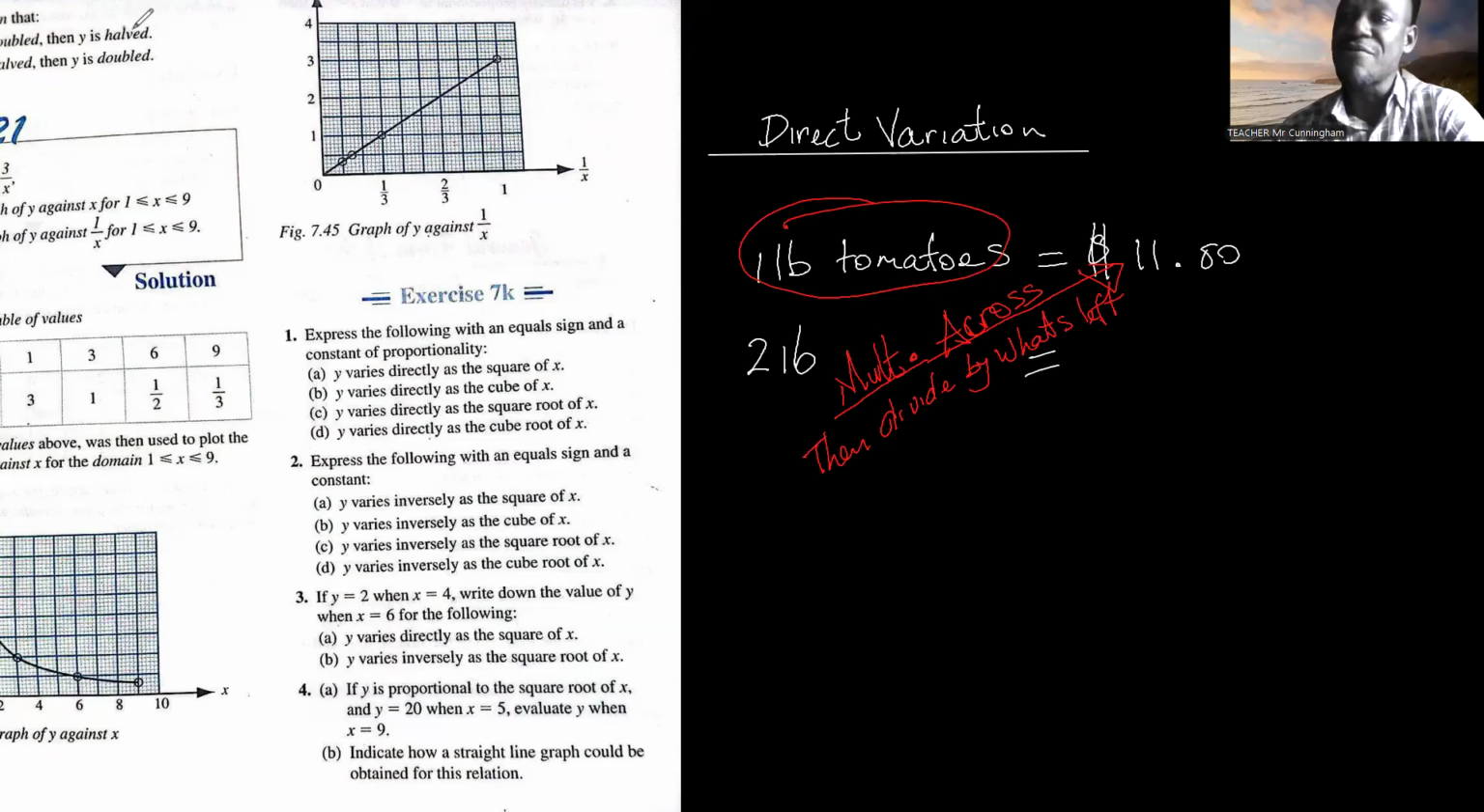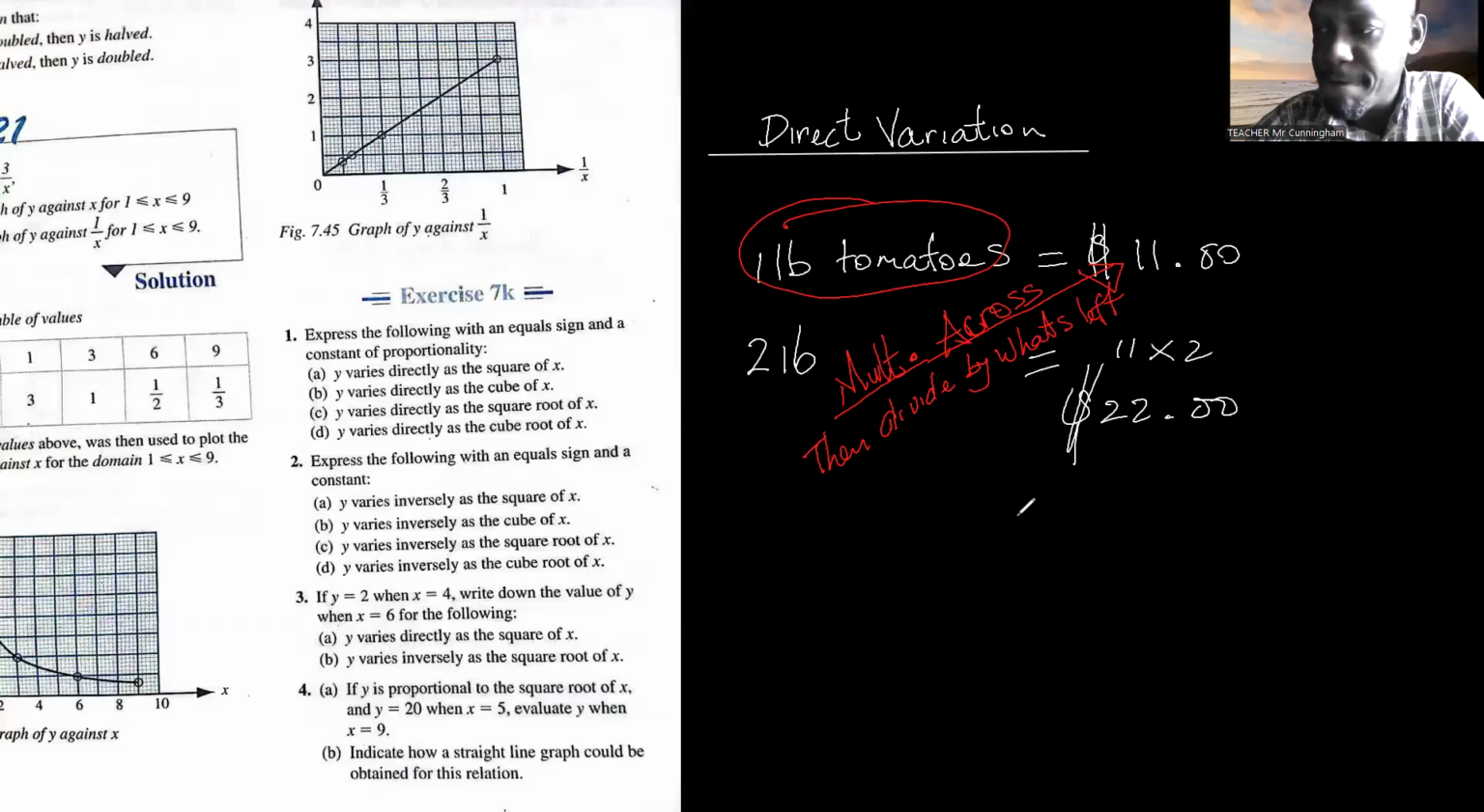Because it's directly proportional, for example, if 1 pound of tomatoes is $11, then 2 pounds of tomatoes will be 2 times 11 divided by 1. That gives me 11 times 2, that's $22. So it's directly proportional. Yes, Matthias? I was going to ask why it is over 1. Yes, you divide over 1, right?